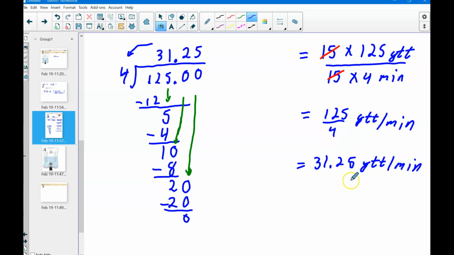But since you can't do a quarter of a drop, I think your teacher will most likely say the answer is 31 GTT per minute.